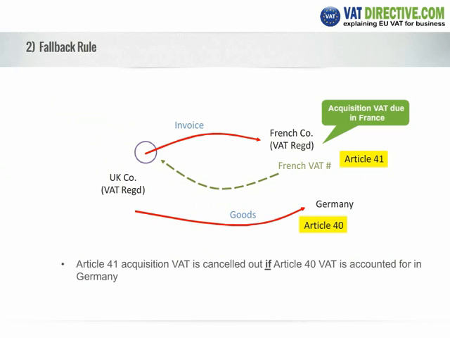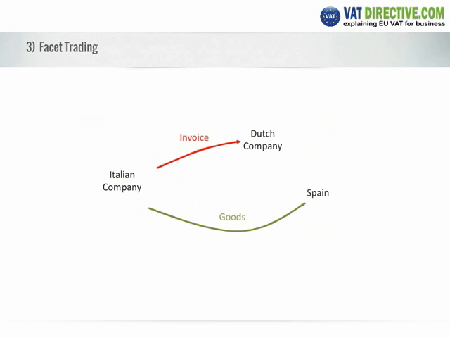Let's look at a case which shows why the fallback rule is important. In Facet Trading, an Italian company was selling goods to a Dutch company. But the Dutch company didn't want the goods going into Holland. The Dutch company wanted the goods to go to Spain. So the Italian company raised an invoice. The Dutch company gave their Dutch VAT number. The place of supply, Article 32, in Italy, country of departure. And because we've got that Dutch VAT number, the supply will be exempt with credit in Italy. So that part of the transaction's fine.